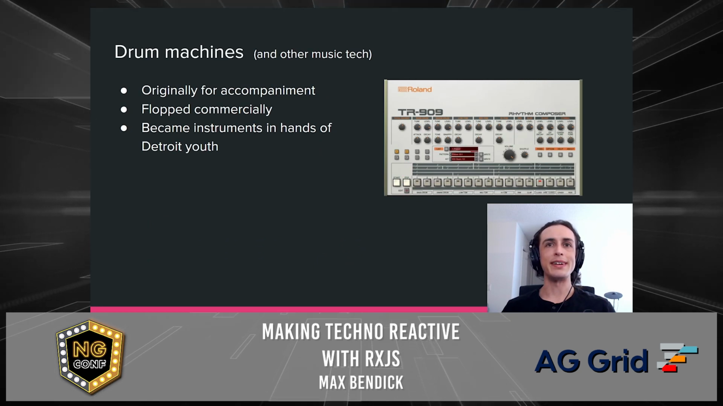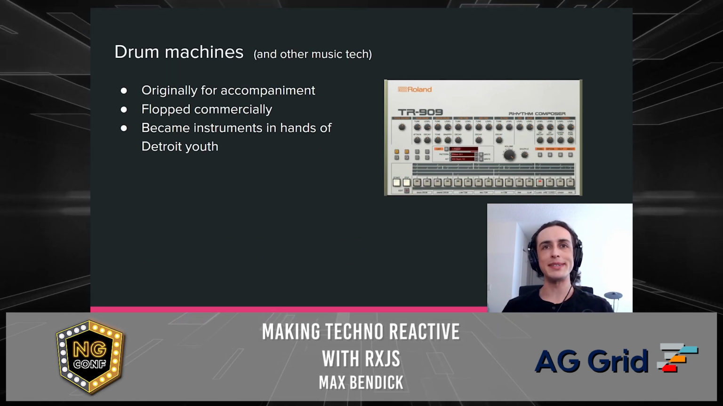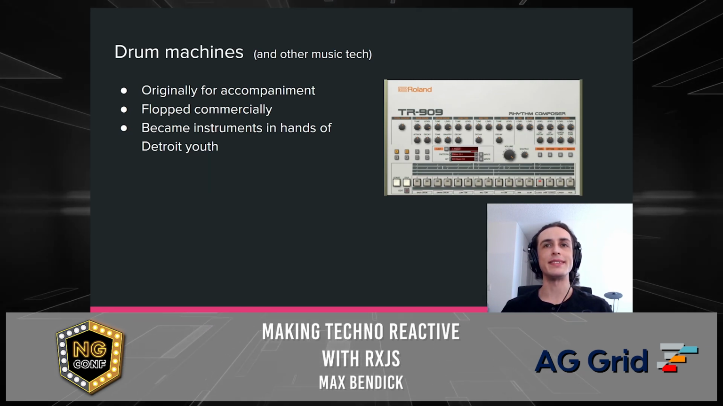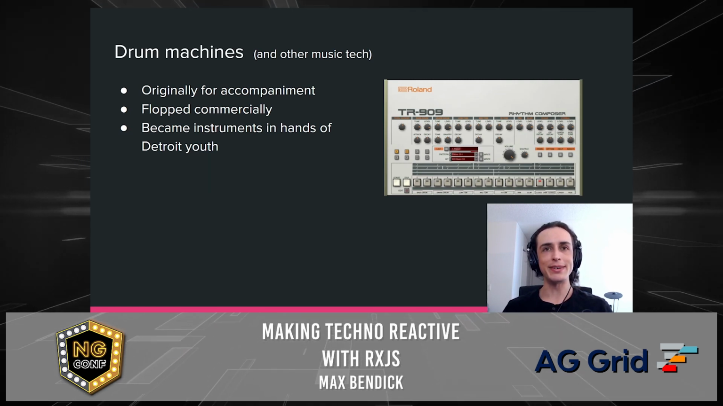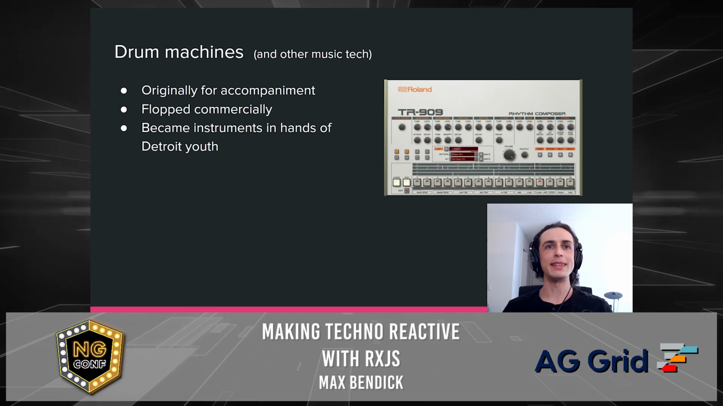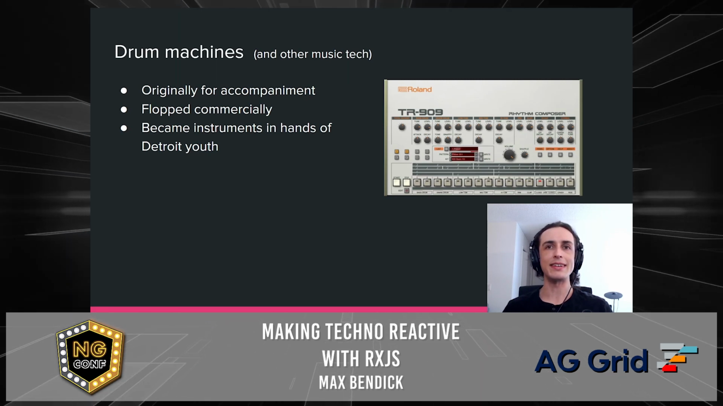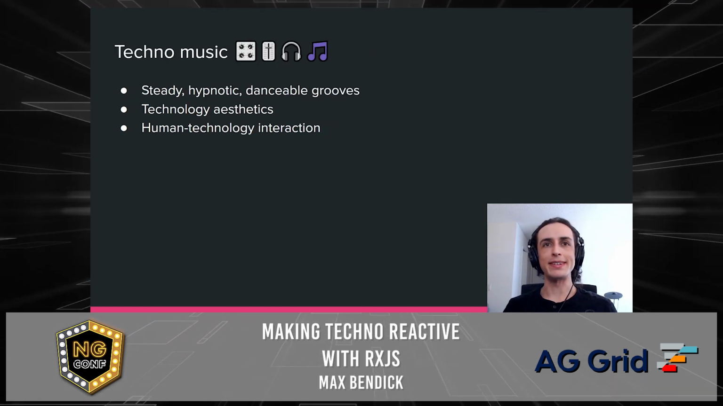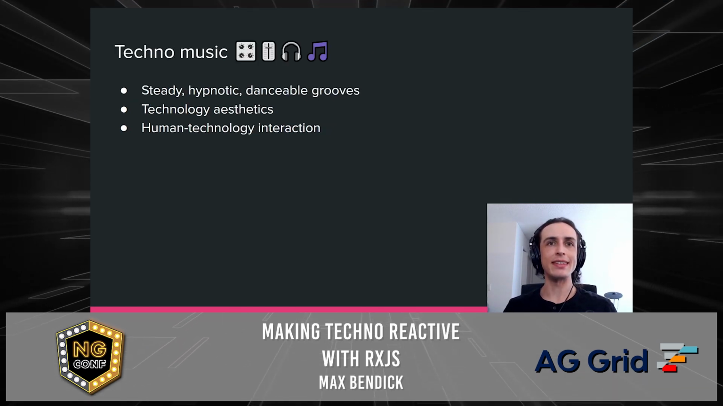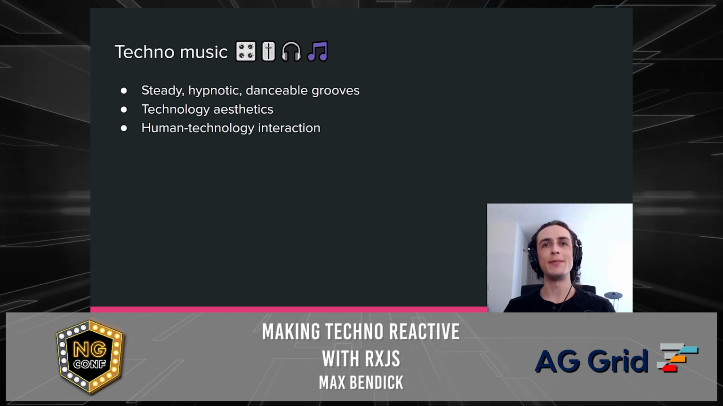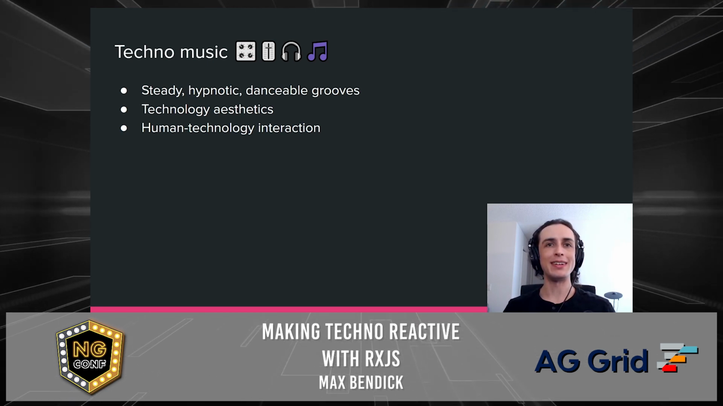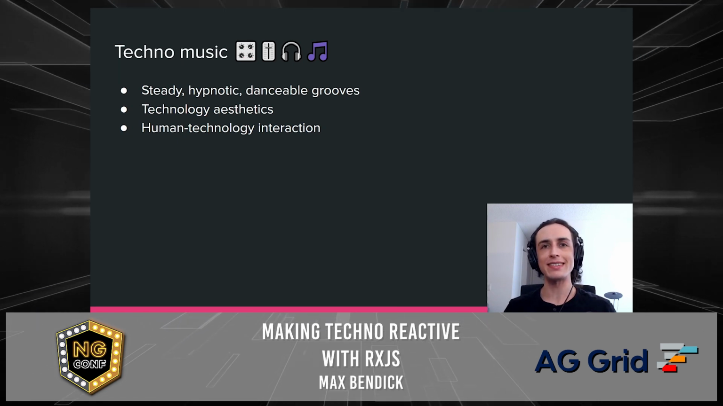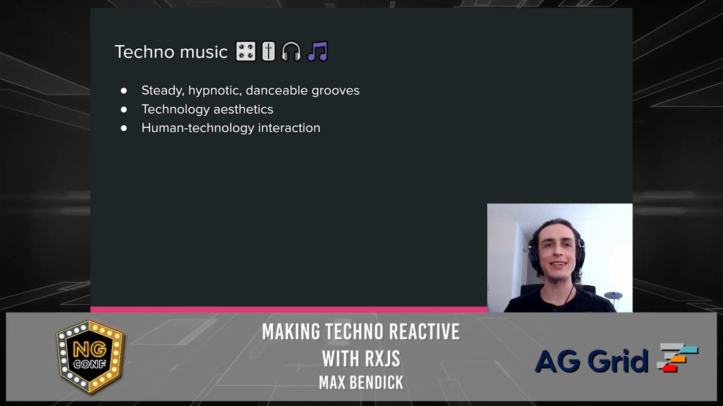Techno all started with young Detroit musicians getting their hands on drum machines and other music tech. These machines were originally meant for replacing musicians' jobs as accompaniment, but they generally flopped commercially at first. That made the tech cheaper and put it in the hands of people who turned them into musical instruments in their own right. Young Detroit musicians took advantage of the machines and let their own voices shine through in their music. This music became techno. Techno usually features steady, hypnotic, danceable grooves, technology aesthetics, and a lot of human-technology interaction.